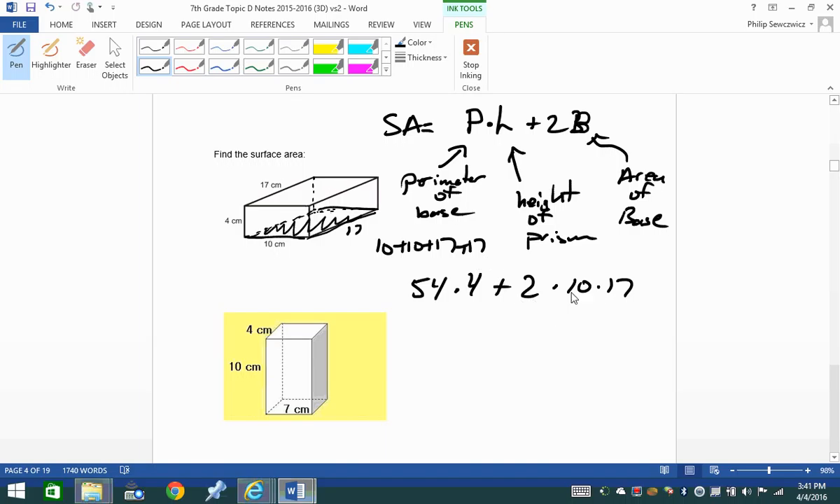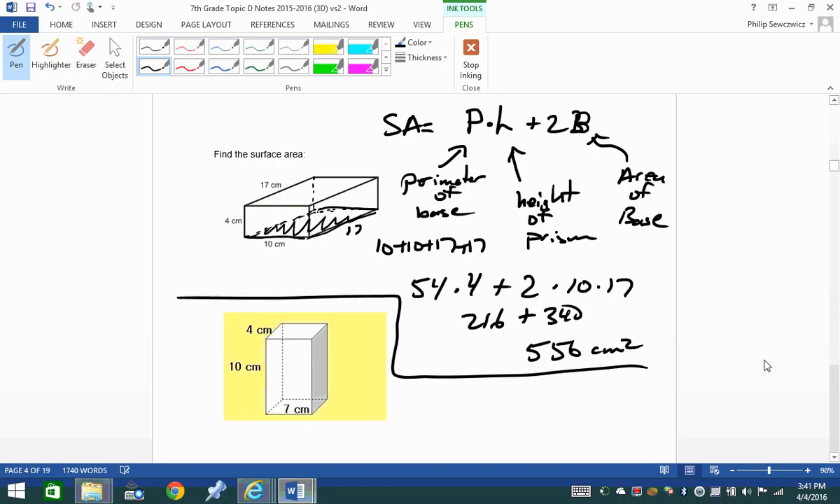And there's nothing wrong with saying 17 times 10 is 170, times 2 is 340, plus 54 times 4. Again, it's just your comfort level. Nothing wrong with reaching for the calculator and plugging that all in. 556. It is centimeters, and we are squared. All right, kind of went over into the other problem that's there, but that's the whole idea behind it.